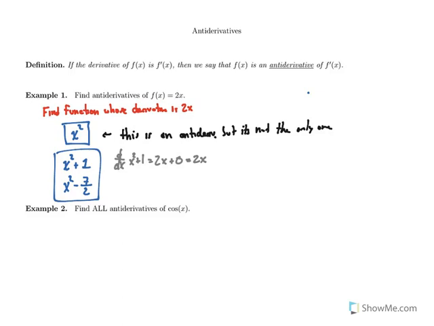Let's do a similar kind of thing, this time with cosine. Find, in this case, all antiderivatives of cosine. We know there's going to be more than one. We kind of already showed that above in example 1. We're going to try to see how we can represent all antiderivatives. So first, let's recognize that the derivative of sine is positive cosine. And that means that sine is an antiderivative of cosine.